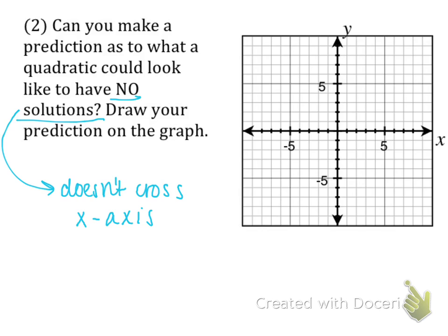Next, we want to make a prediction as to what a graph looks like that has no solutions. So remember, no solutions is where it does not cross the x-axis. So any type of graph, as long as it's not touching the x-axis and has the parabola shape, would be fine. So you might have something different than mine, that's okay.